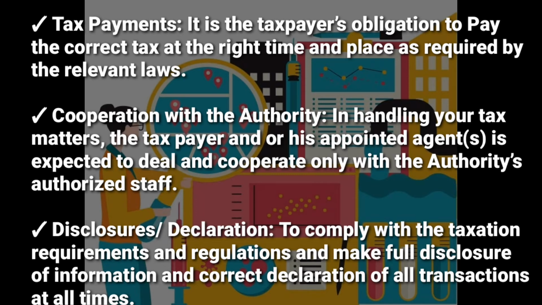To comply with taxation requirements and regulations, the taxpayer is supposed to make full disclosure of full information and correct information of all transactions at all times. So those were the obligations of a taxpayer: disclosure and declaration, cooperation with the authority, tax payments, filing returns and entries, and registration.